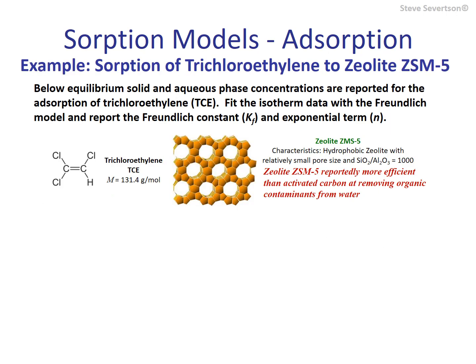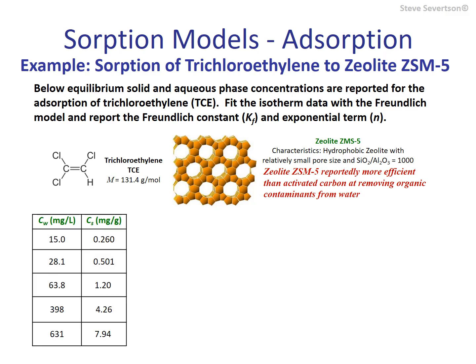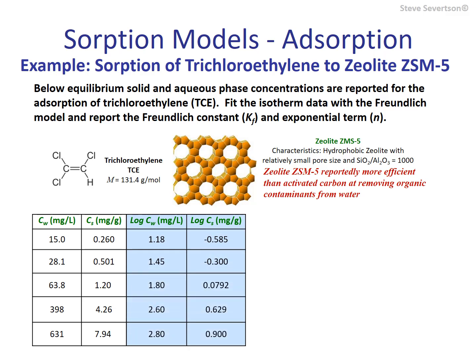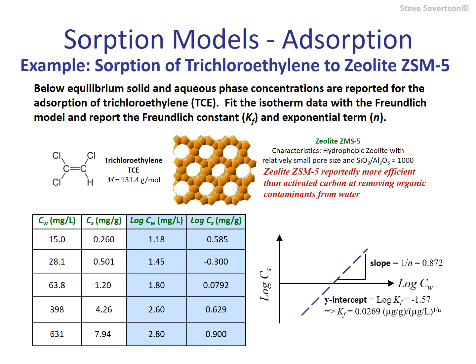This example provides data for the adsorption of trichloroethylene, or TCE, from an aqueous solution to zeolite ZSM5, a sorbent reportedly better than even activated carbon for stripping such chemicals from water. The first step is to take the logarithm of the solid and aqueous phase concentrations and plot them against each other. The slope and intercept of the line provide the values we're after. The units always seem a bit odd for the Freundlich constant.